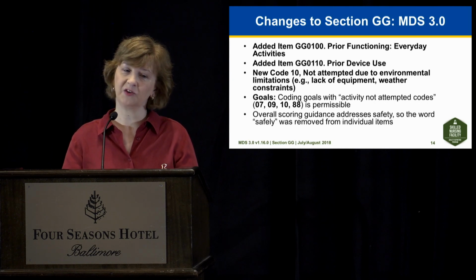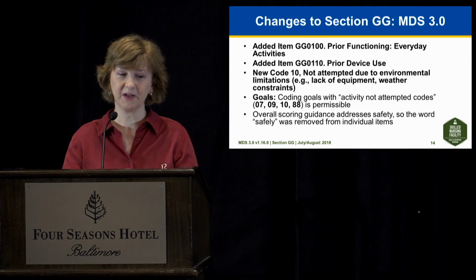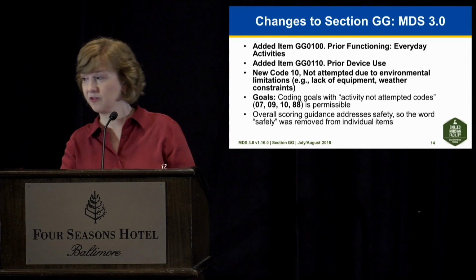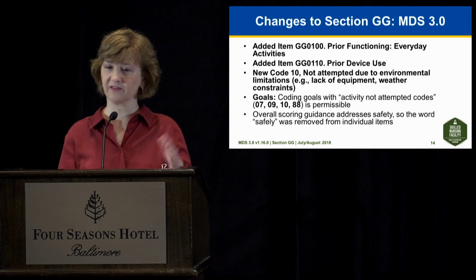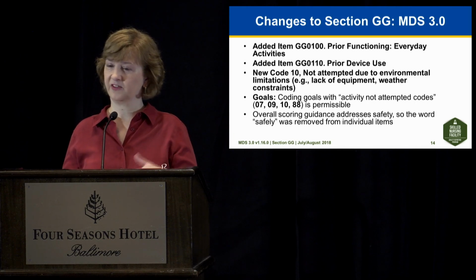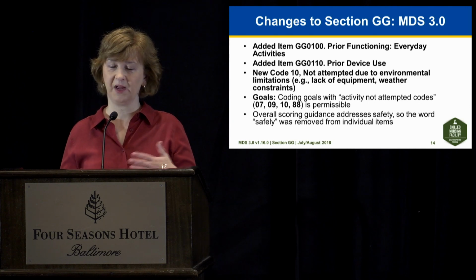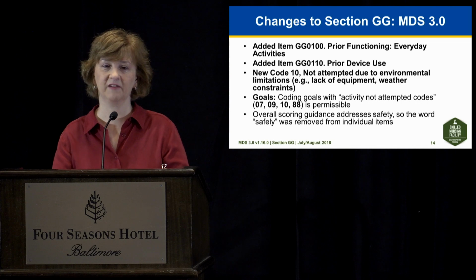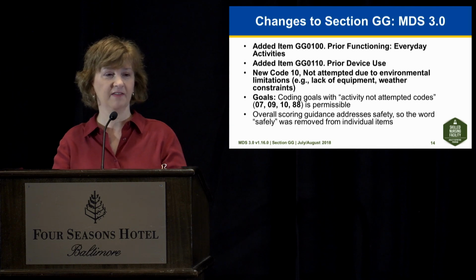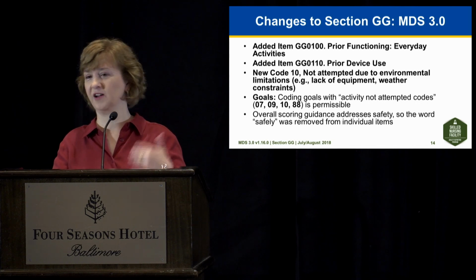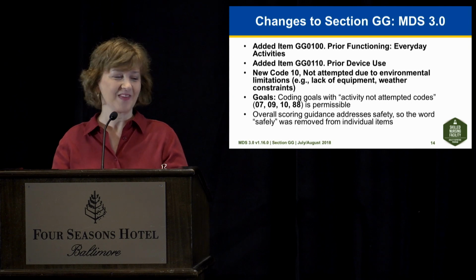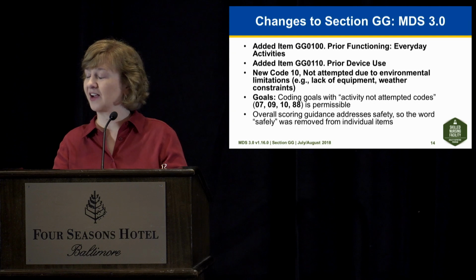It's possible that you're unable to do an assessment because you do not have equipment or there are weather constraints. For walking on uneven surfaces, sometimes facilities will take residents or patients outside to walk on grass or gravel as an example of an uneven surface. If that's the practice and there are weather constraints, you know, I live in Chicago, sometimes it snows. So there's a code 10 that can be used for that.